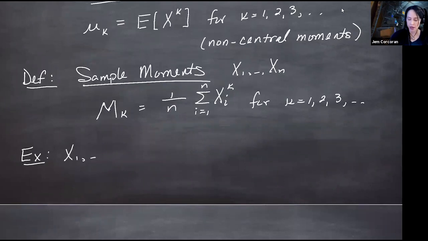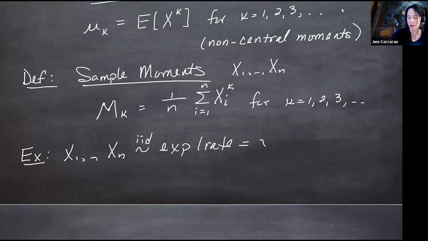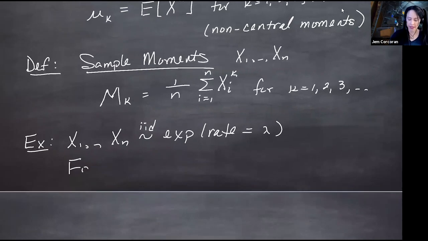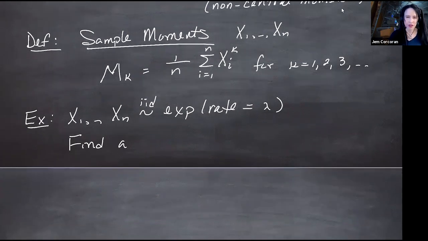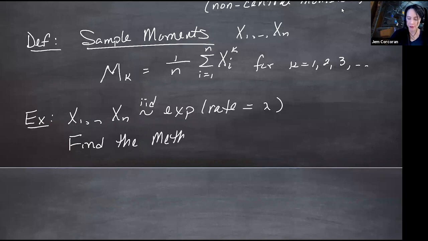So I'm going to let X1 through Xn be a random sample, or IID, from the exponential distribution with rate lambda. And I want to find the estimator. For this course, it would be okay to say that, but there are other ways people define method of moments estimators. I'll talk about that after the example. So it's not really unique, but for the context of this course and our definition, let's find the method of moments estimator for lambda.